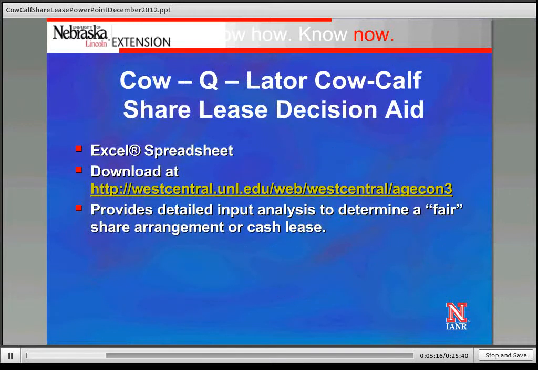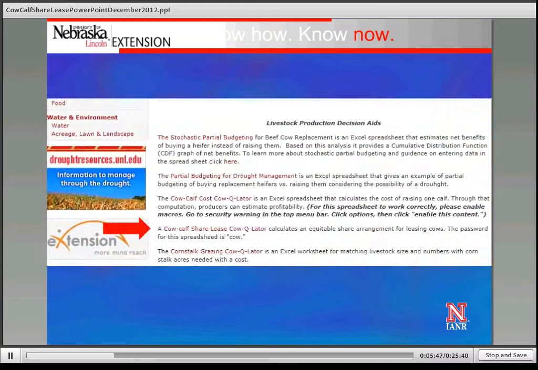I'm going to walk through the Cow-Q-Lator cow-calf share lease decision aid. This is an Excel spreadsheet that's been developed by Roger Wilson and Matt Stockton, and it's available at the West Central Research and Extension Center's website. It's in the Ag Manager toolbox. And what this spreadsheet does is that it provides both the owner of the cows and the operator a way to walk through that spreadsheet and put their inputs in to see what each is contributing to the production of that calf crop.